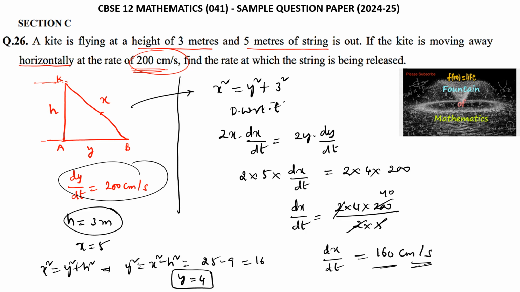This is the rate of change, the rate at which the string is being released. x is representing the string length. So 160 centimeters per second is the answer.